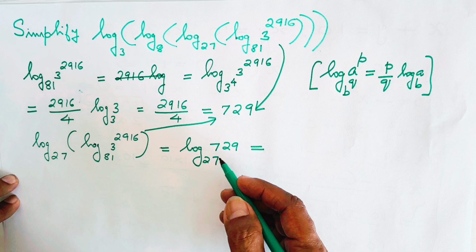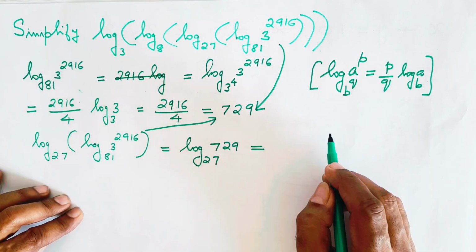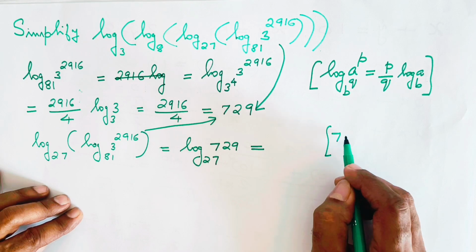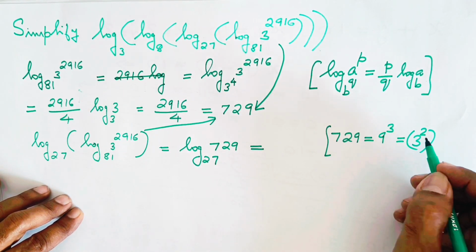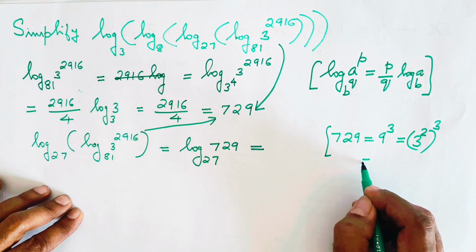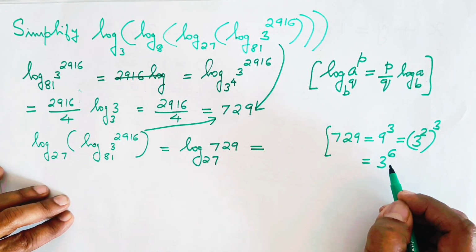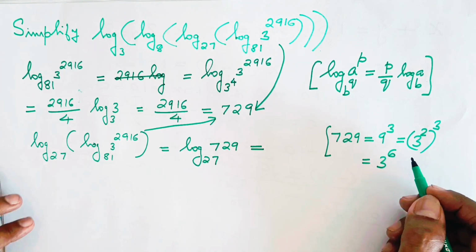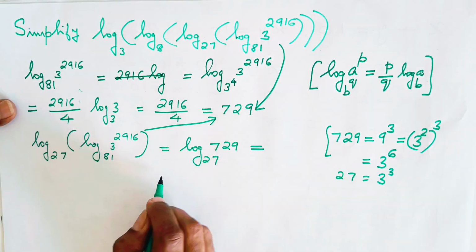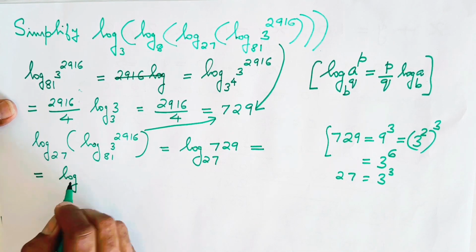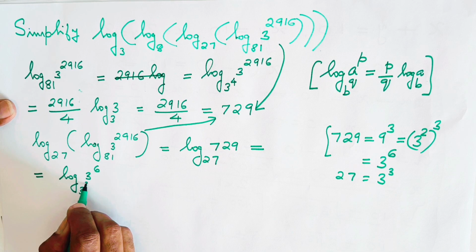Here again, we will convert both 729 and 27 as powers of 3. See, I'll show you that here. 729 is 9 cubed, which is 3 squared, the whole to the power of 3, which is 3 to the power 2 multiplied by 3, which is 6. Okay, this is based on the law of indices. And 27 is 3 to the power 3. So this will be equal to log of 3 to the power 6 to the base 3 to the power 3.